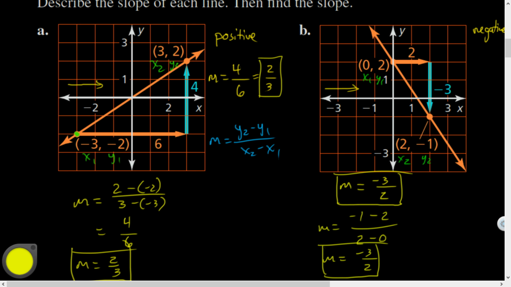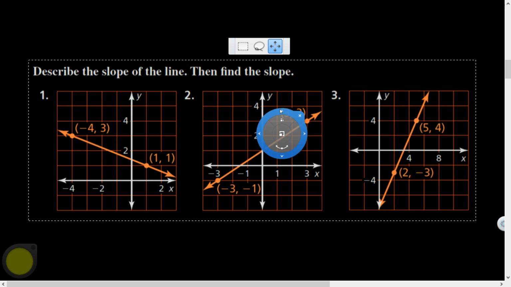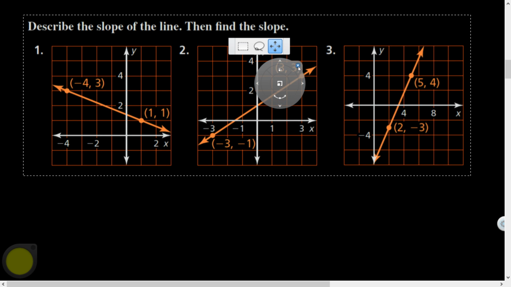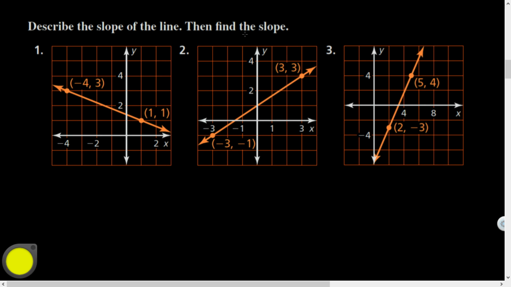Let's do some real quick. Watch how quick this is going to be. We'll do non-formula slope for these, but you do need to know how to use the formula, okay? Let's see, slope of the line.